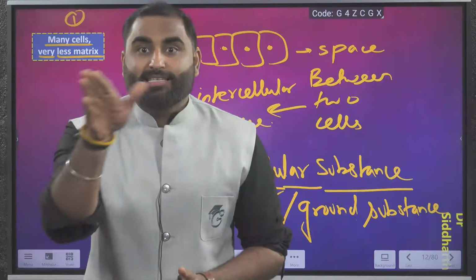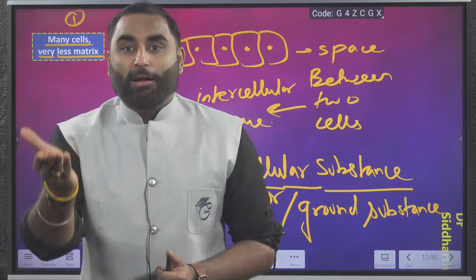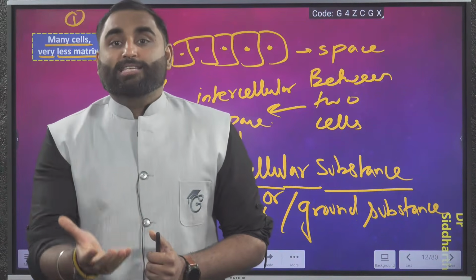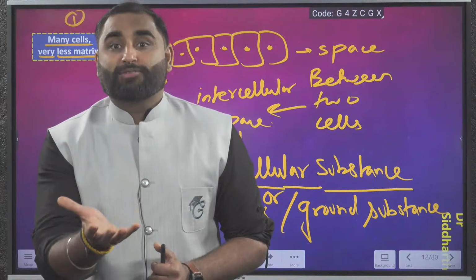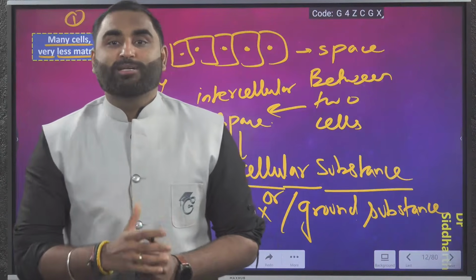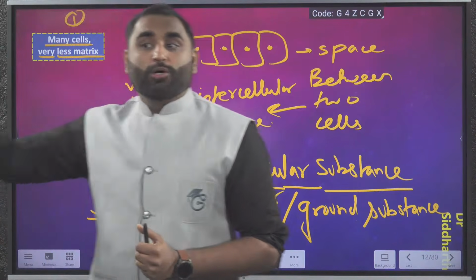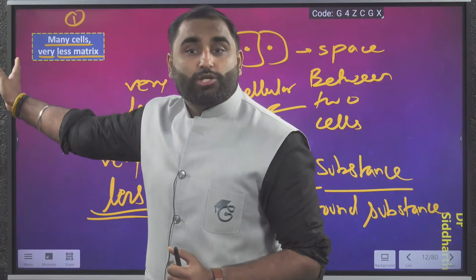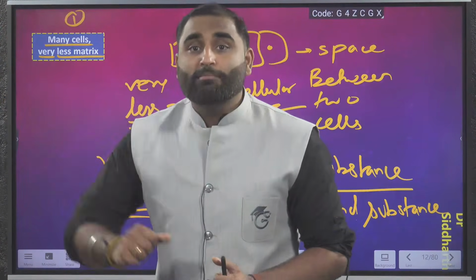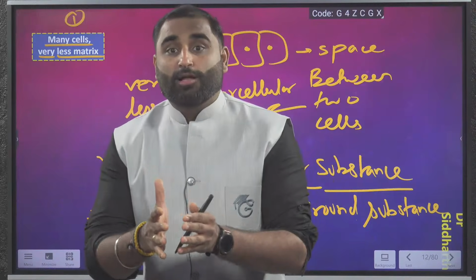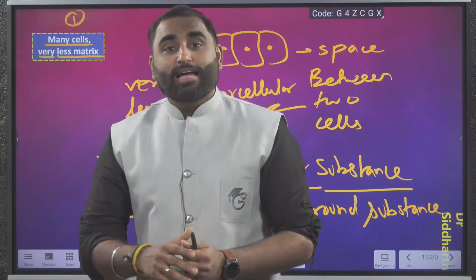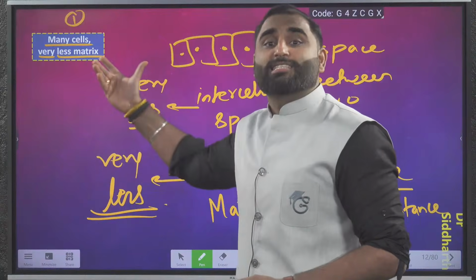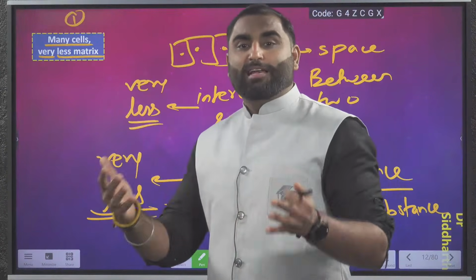Blood plasma is outside the cells. Blood plasma is the intercellular substance of your blood tissue. So for connective tissue, the whole point will be exactly opposite. Connective tissue cells will be fewer in number, intercellular space will be more. If intercellular space is more, intercellular substance will be more, plasma will be more.